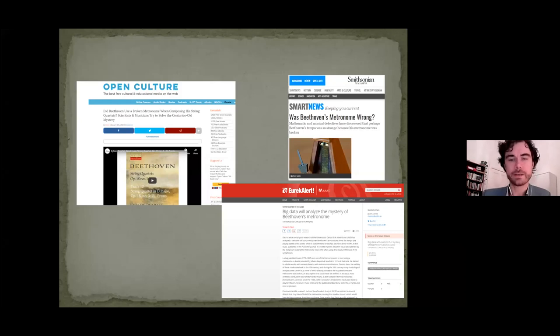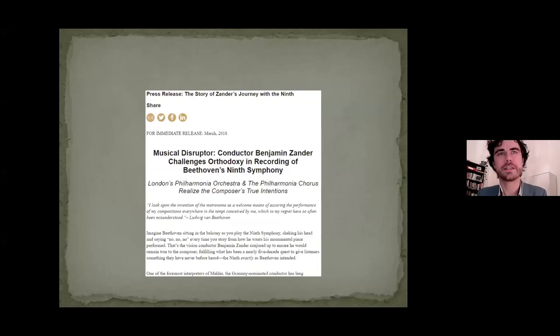At first, it is easy to see why there is such an interest. Beethoven is one of the towering figures of Western music, and there is an entire music industry that tacitly or otherwise gently pushes the idea that it is somehow good to follow what the composer had in mind. Here's one of my favorite examples from the conductor Benjamin Zander. This is the press release that accompanied his most recent recording of Beethoven's Ninth Symphony with the Philharmonia, in which it says in loud font, London's Philharmonia Orchestra and the Philharmonia Chorus realize the composer's true intentions. So you can see that this is an idea that is really doing a lot of work.